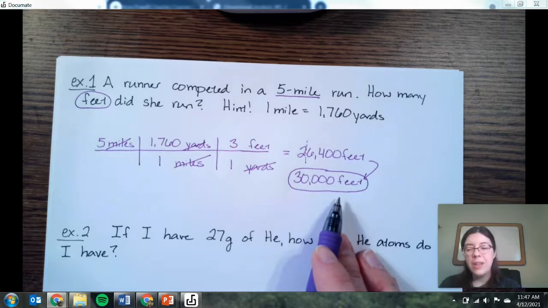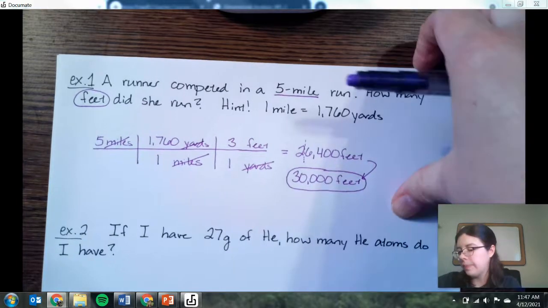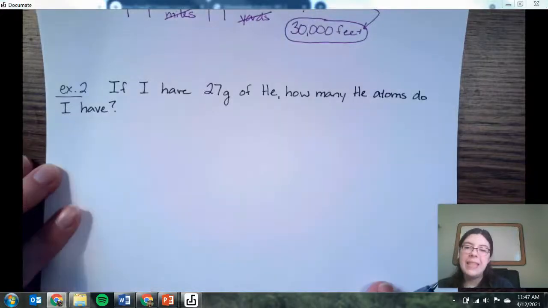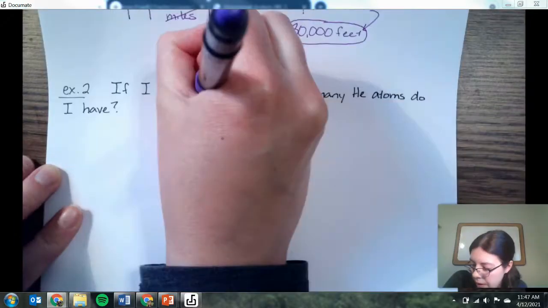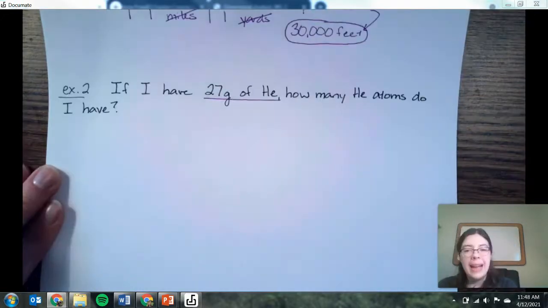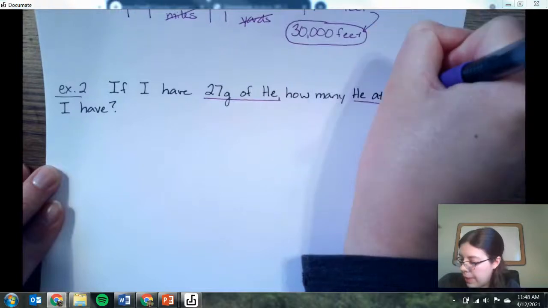Okay, so let's try a more chemistry-specific example. If I have 27 grams of helium, how many helium atoms do I have? Well, as always, start by underlining your given, which in this case is 27 grams of helium. And then I want to circle what I'm being asked to find: the number of helium atoms.